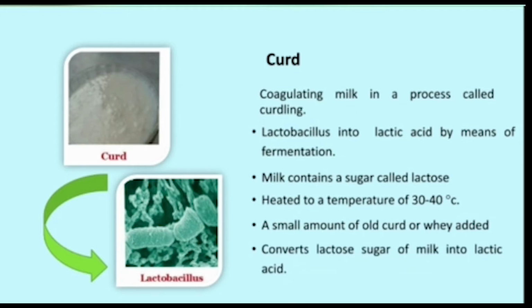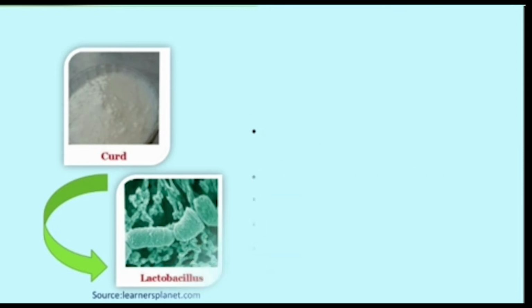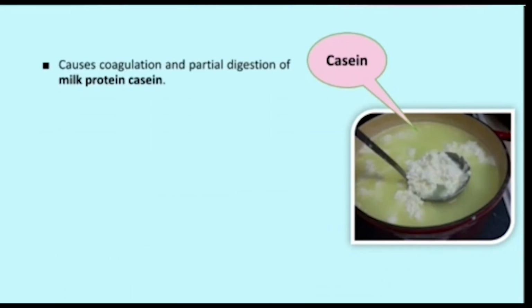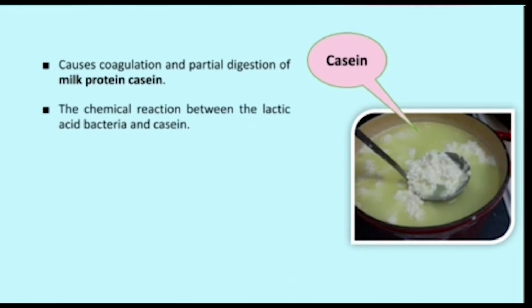Lactobacillus in curd starts to grow. This converts lactose sugar to lactic acid. It causes coagulation and partial digestion of the milk protein casein. The curd forms because of the chemical reaction between the lactic acid and casein.